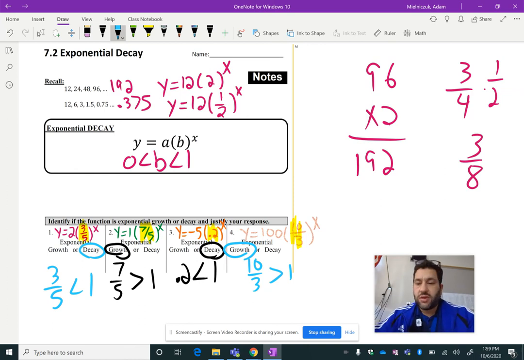So far from these 2 lessons, we should know our formula is y equals a times b to the x. We should know it's growth when b is greater than 1. We should know it's decay when b is in between 0 and 1.